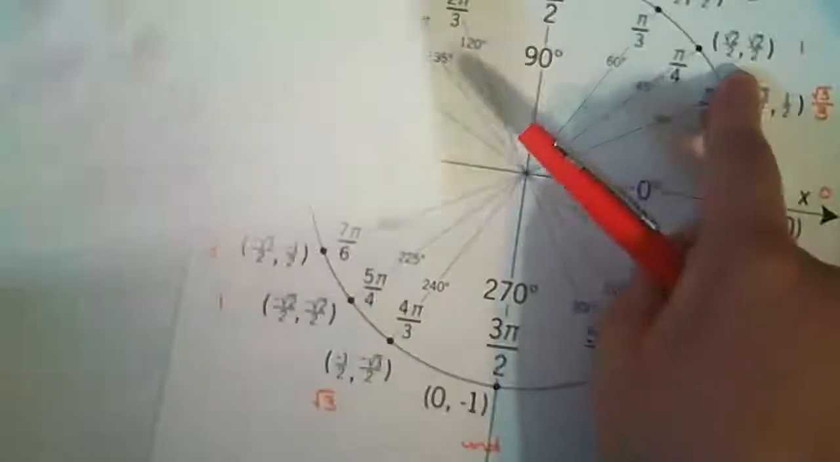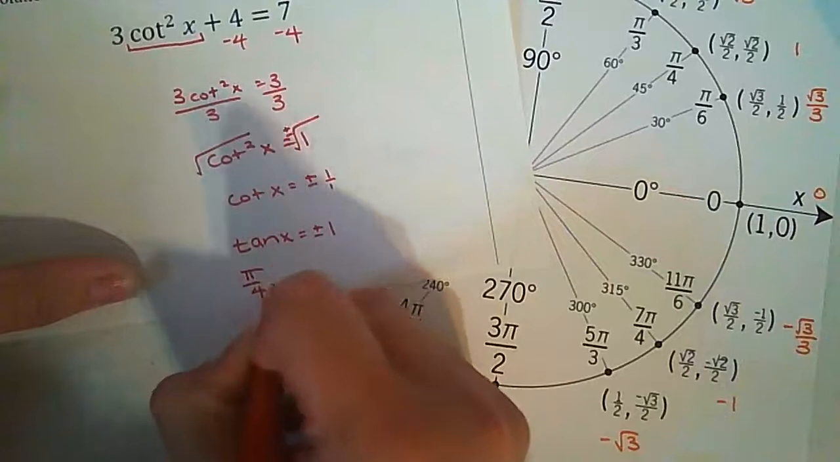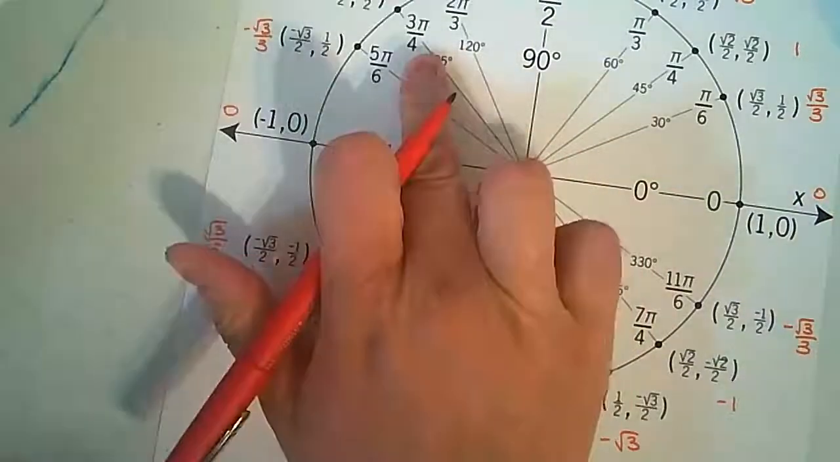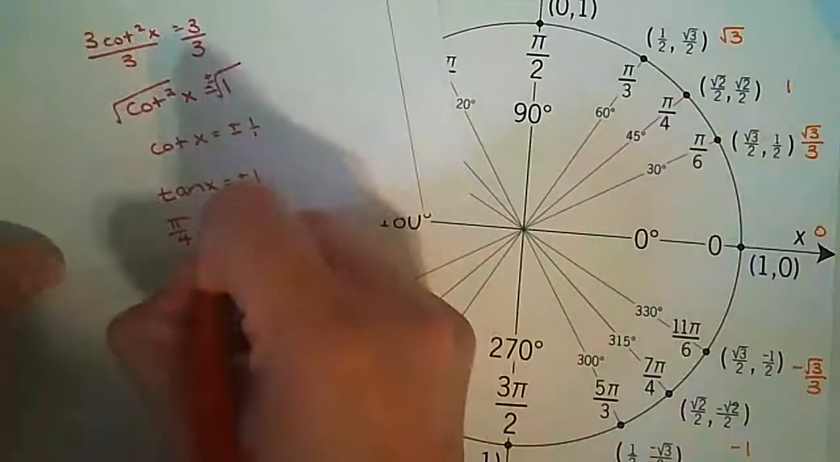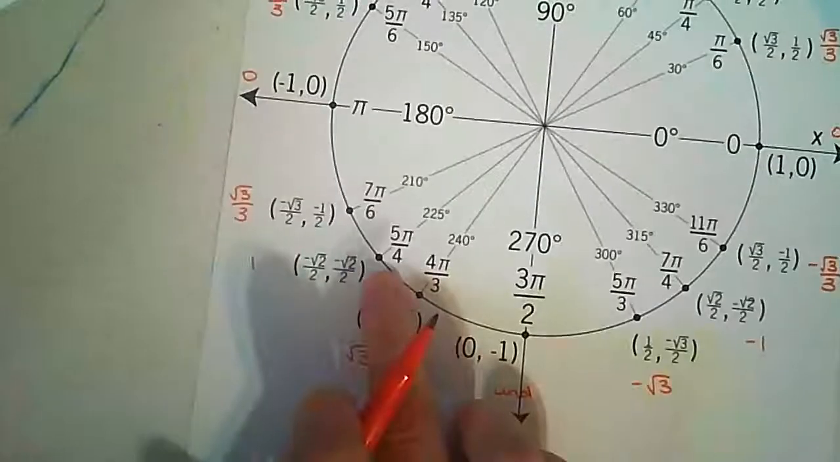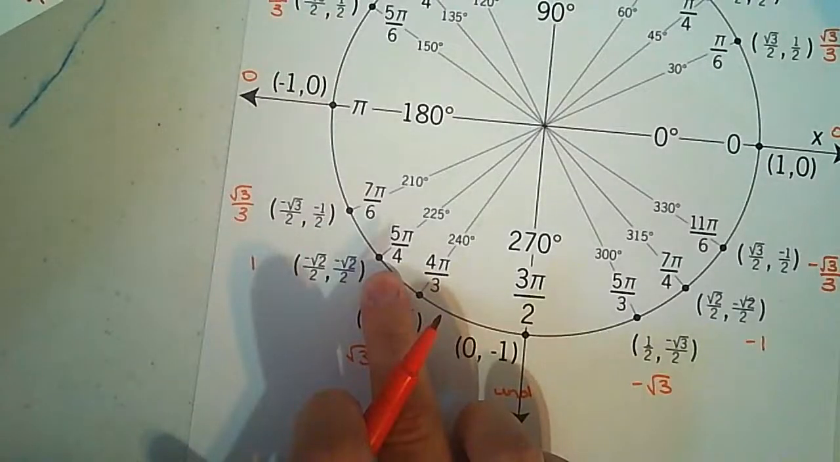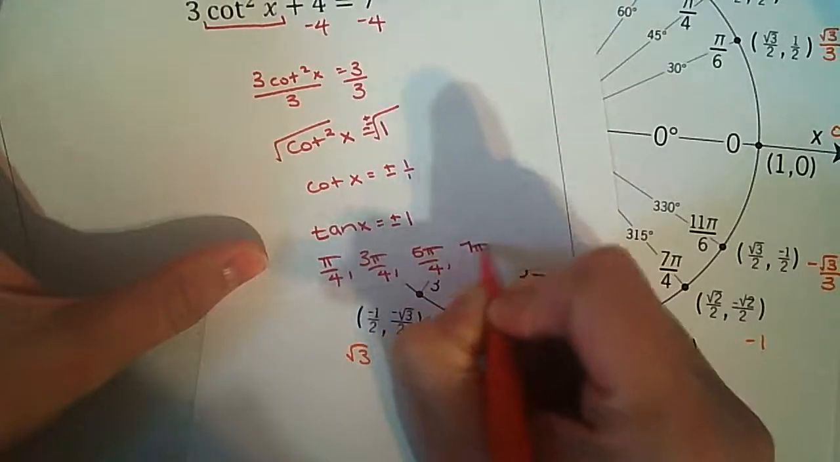So looks like we have one at pi over 4. At 3 pi over 4, we have a tan of negative 1. Five pi over 4, and the last one is 7 pi over 4. So again, we have 4 answers.